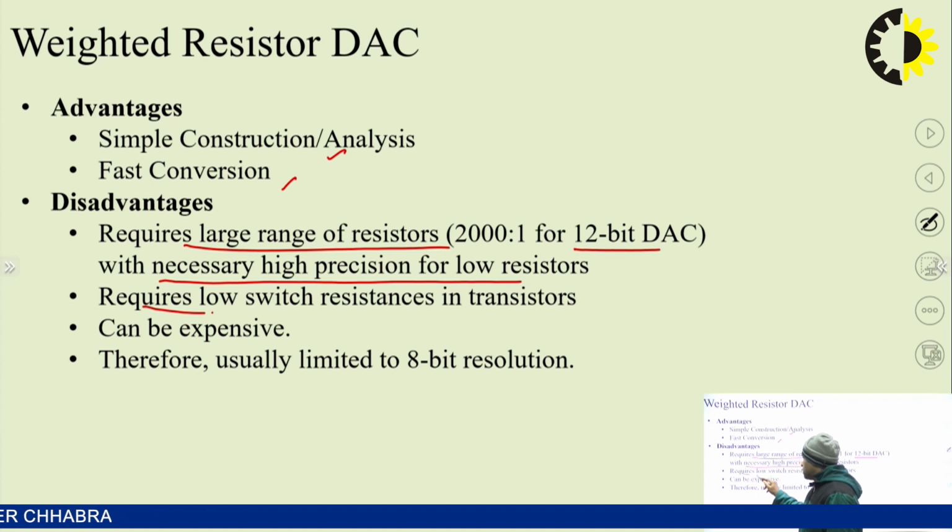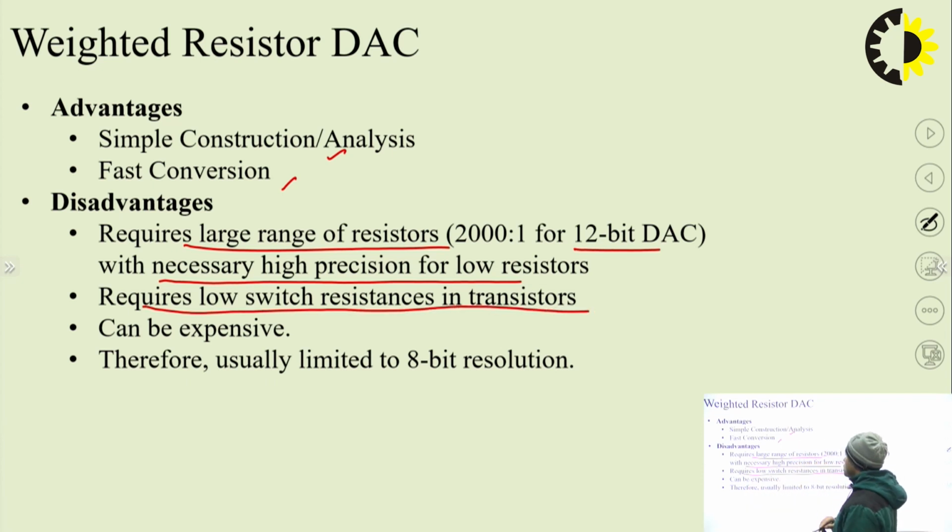And the next one is it requires low switching resistance in the transistors. Actually, if we are going to implement these resistances in IC form, then these resistances are going to be replaced by transistors, and those resistances are low. Those low resistances are quite difficult to incorporate in the form of transistors due to different values of resistance, and depending on their precise values, this arrangement can be quite expensive. Therefore, it is usually limited to 8-bit resolution.